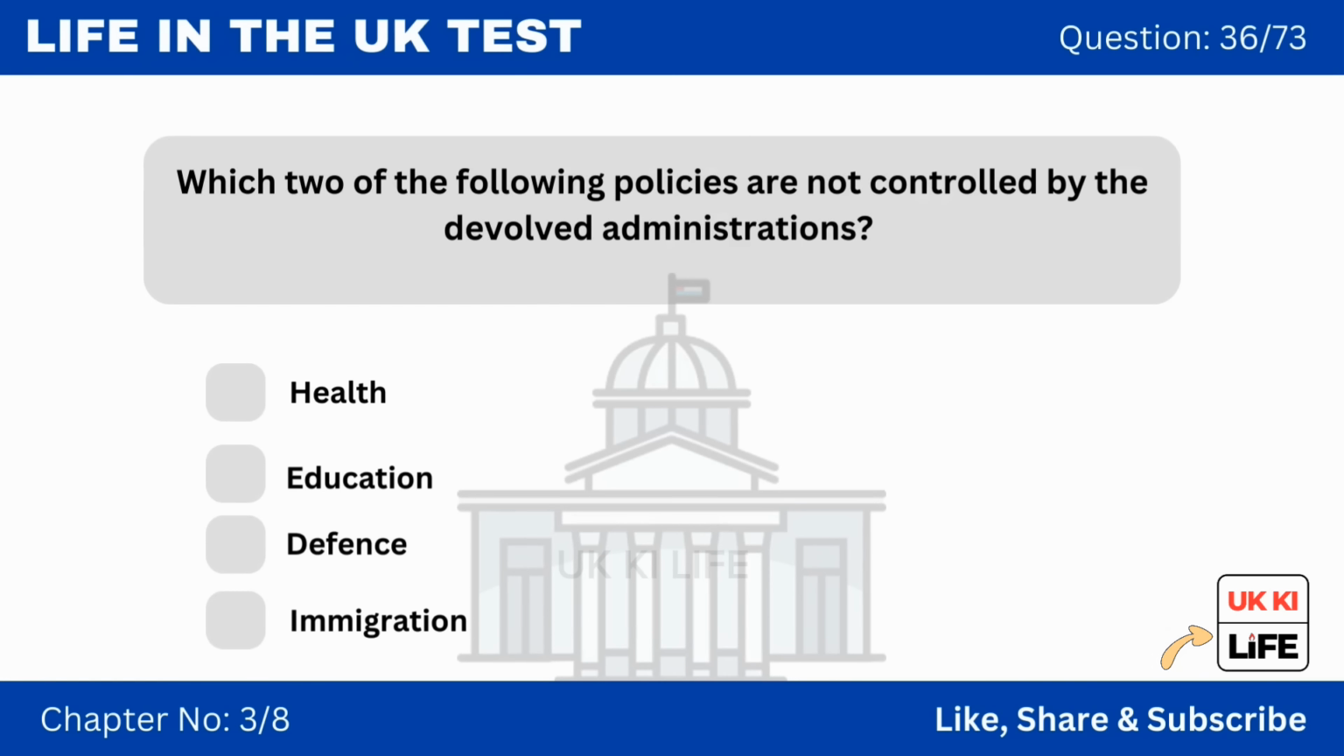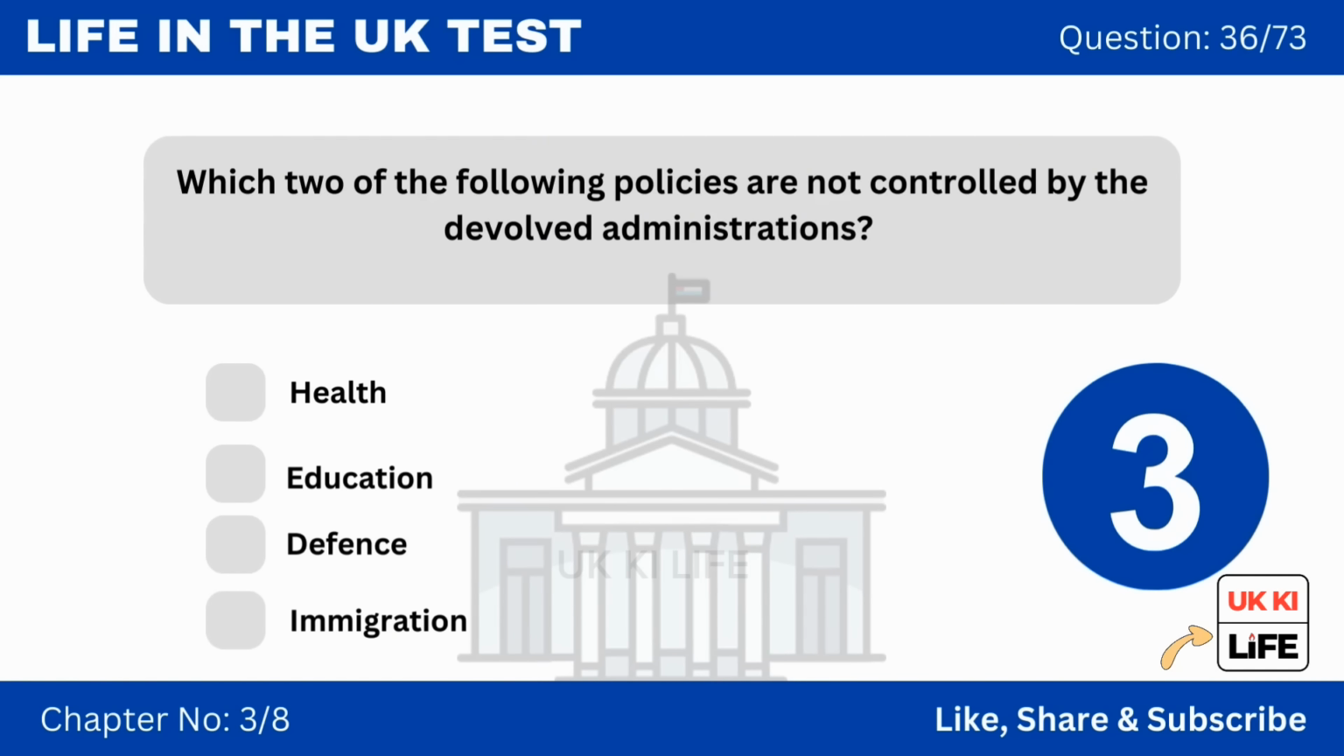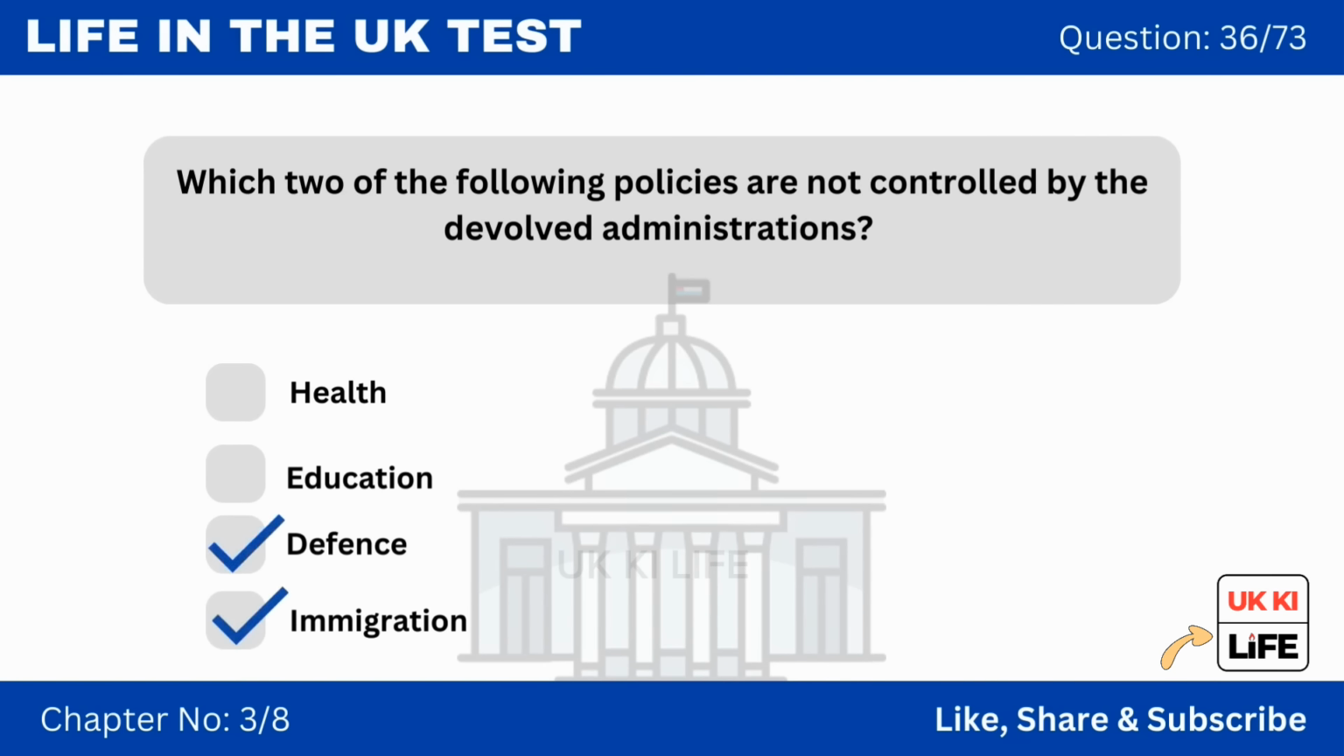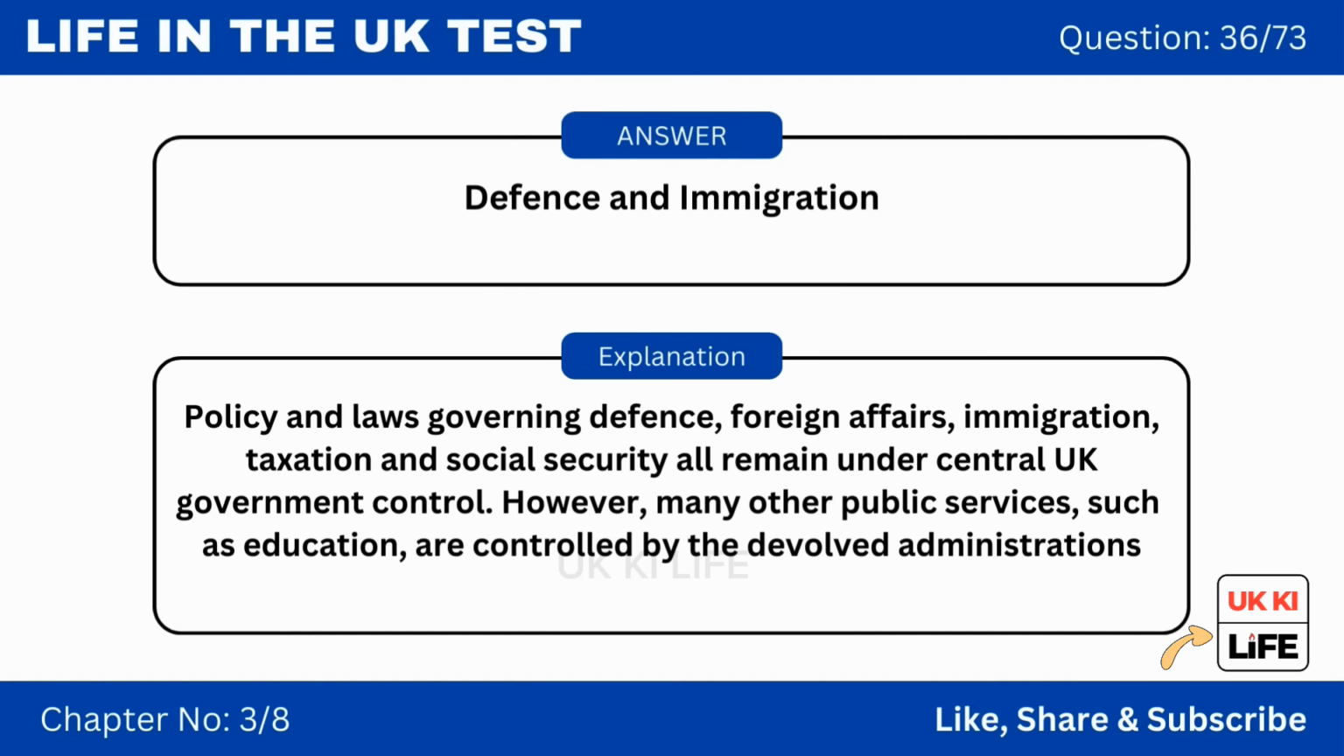Question 36. Which two of the following policies are not controlled by the devolved administrations? Health, education, defense, immigration. The correct option is C and D. Explanation. Policy and laws governing defense, foreign affairs, immigration, taxation and social security all remain under central UK government control. However, many other public services, such as education, are controlled by the devolved administrations.